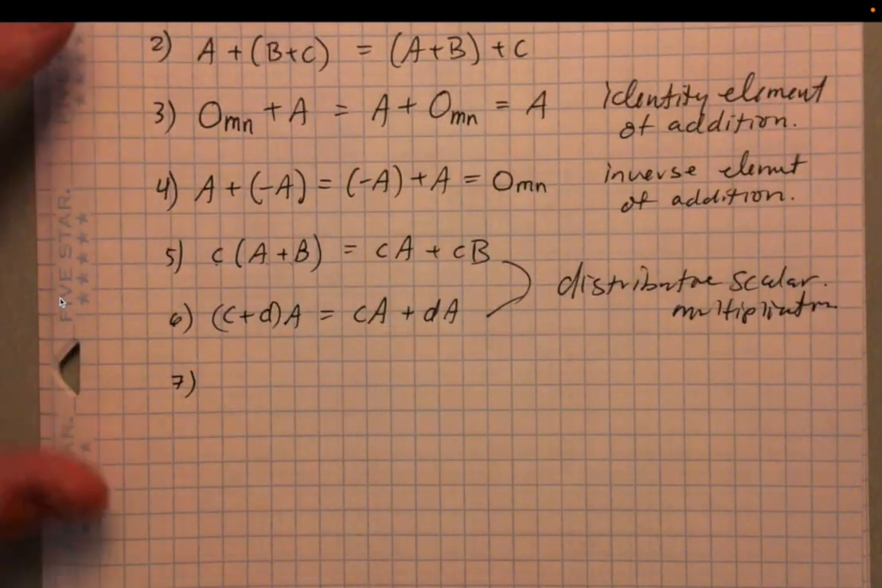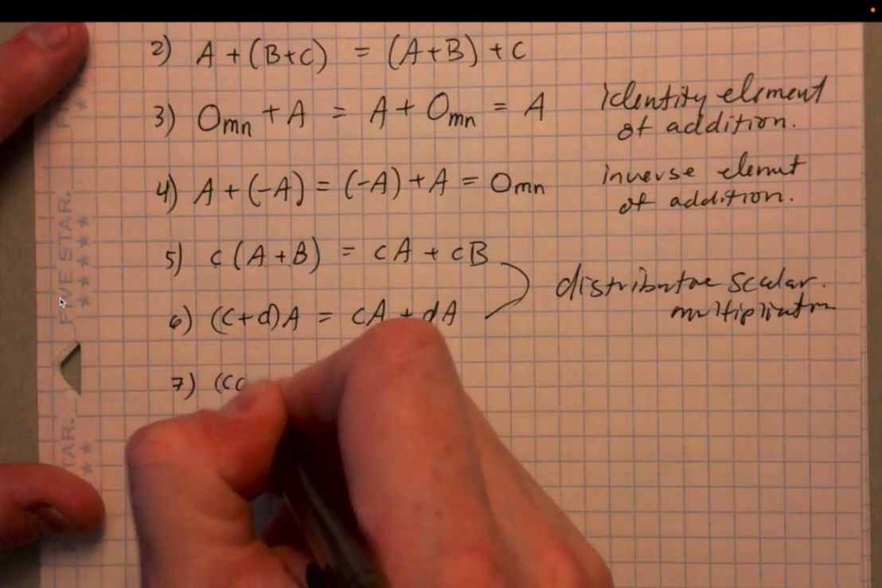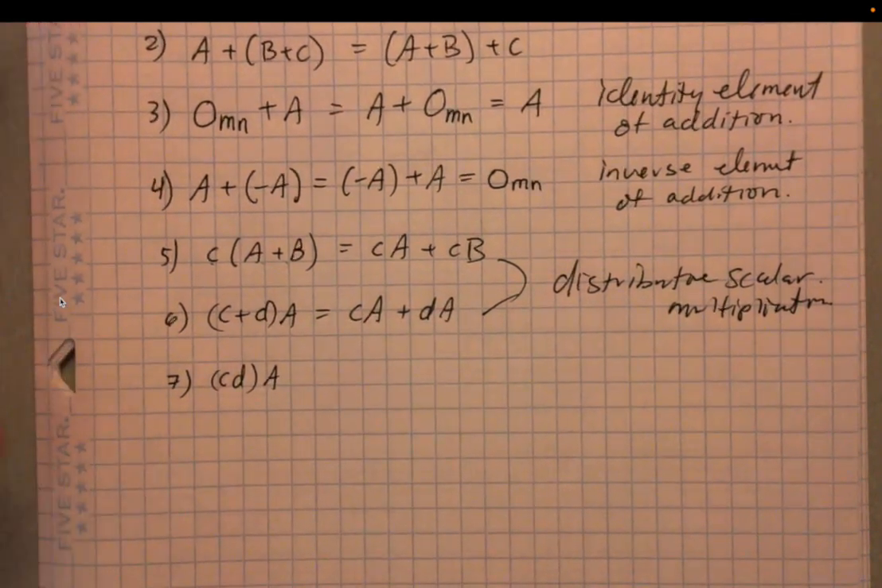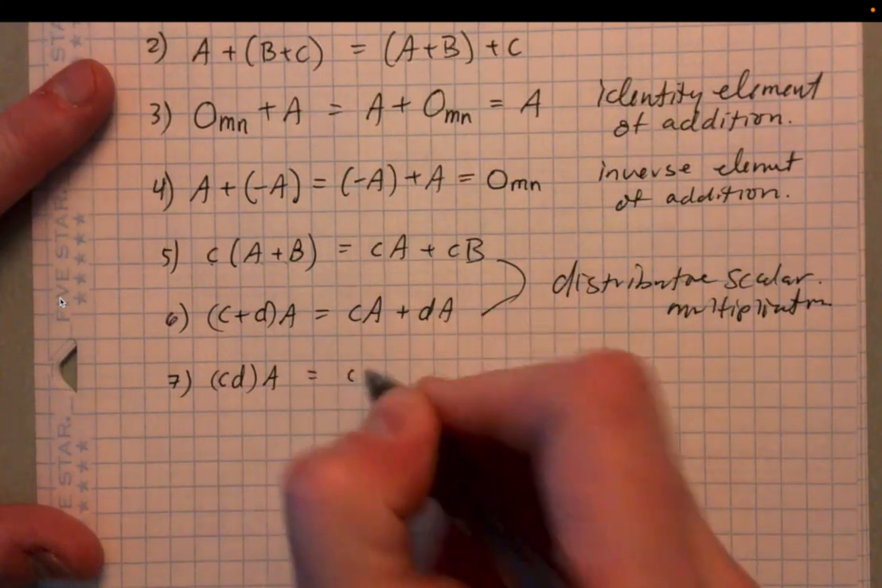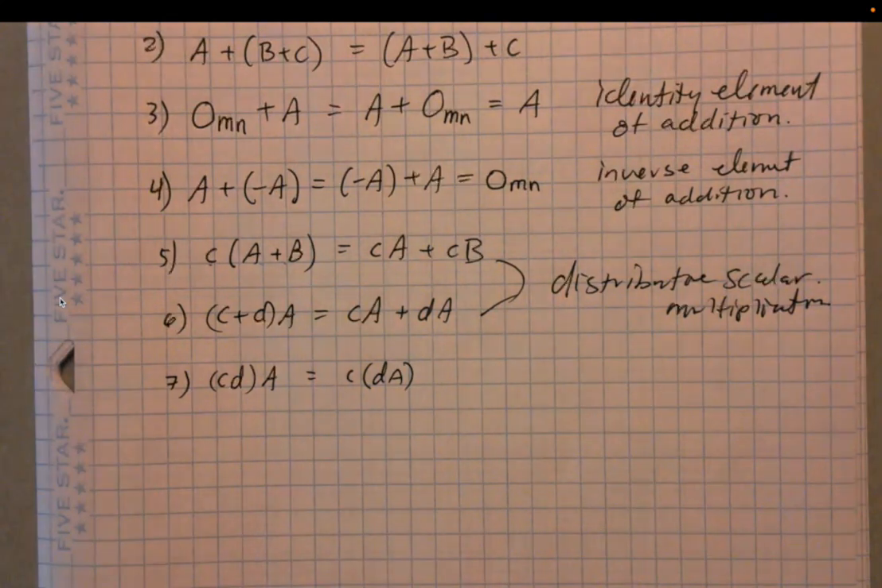Okay, and then associativity of scalars, right? So if I have c times d, two scalars multiplied together, times a matrix A, then it's perfectly fine for me to break this product of scalars up and do the multiplication separately. Right? I could do c times the matrix dA, and that'll produce the same matrix as (cd) times A. This is just associativity of scalars.